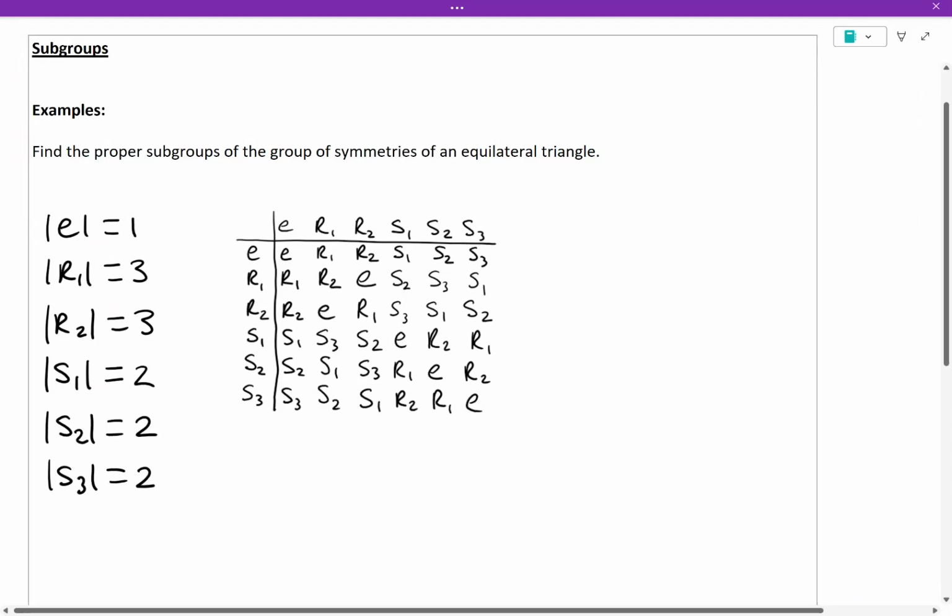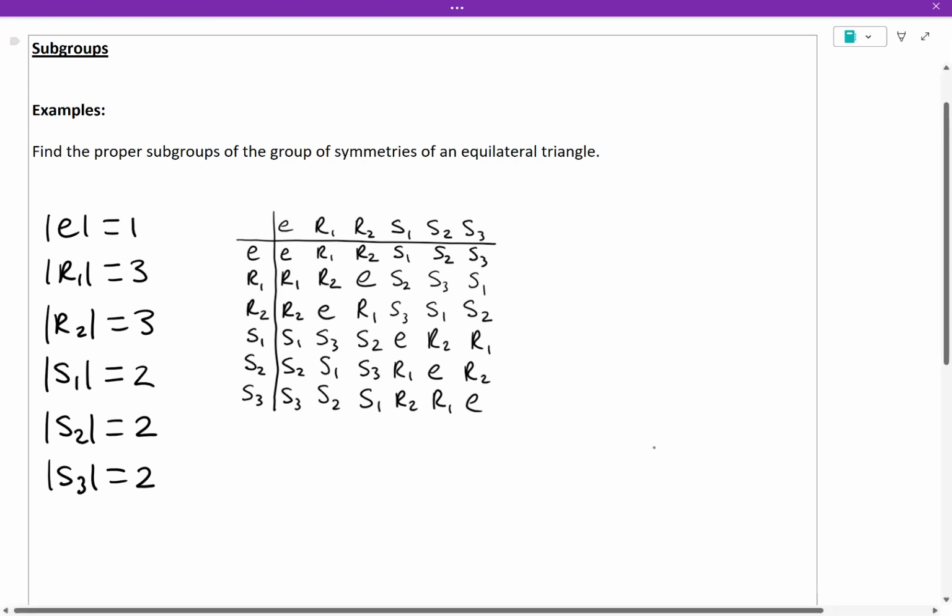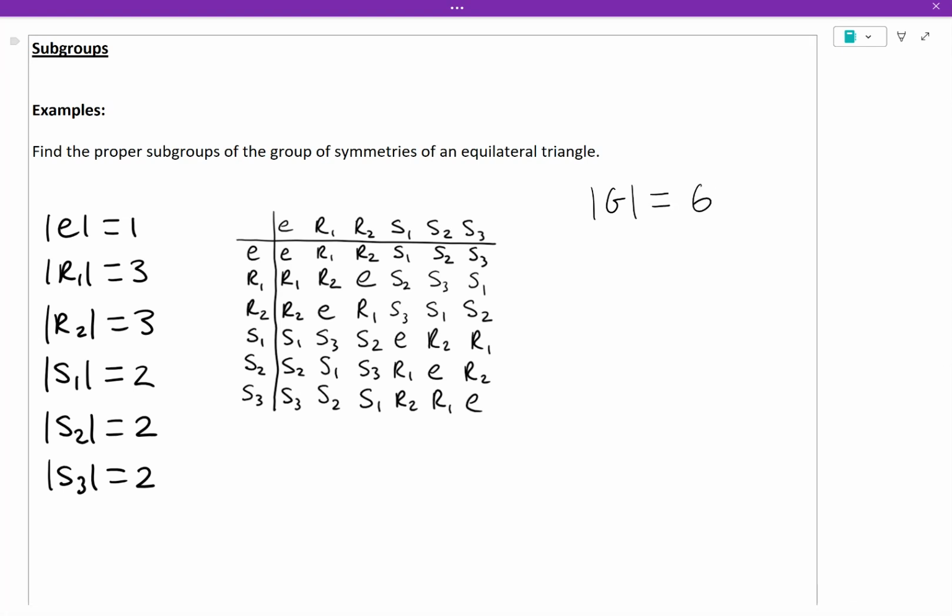What we're going to look at now is finding the subgroups of our group of symmetries of an equilateral triangle, and we're going to focus on our proper subgroups. So first off, we're going to use Lagrange's theorem. The order of this group is 6, so we'll say the order of G is equal to 6. That's how many elements are in the group.